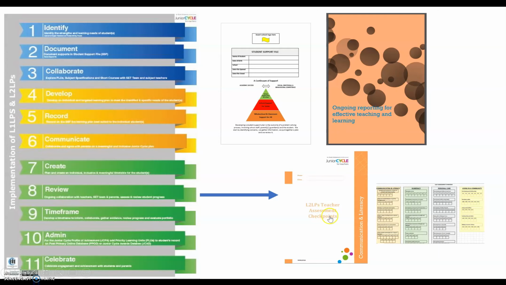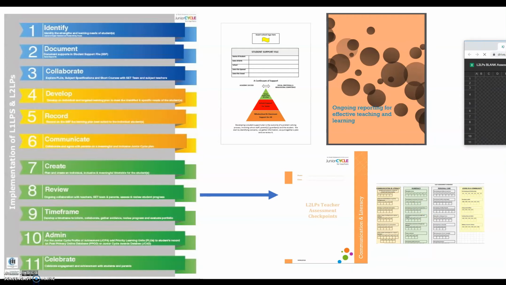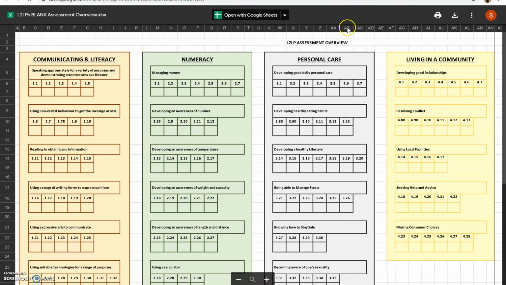The other document that you can see on the screen is an overview chart. There is one of these for Level 1 and for Level 2. It gives teachers the opportunity to identify which learning outcomes have been evidenced and to keep a bigger picture review of that. So when it comes to the end of the 3 years and looking for the majority of learning outcomes, it is much easier to see.